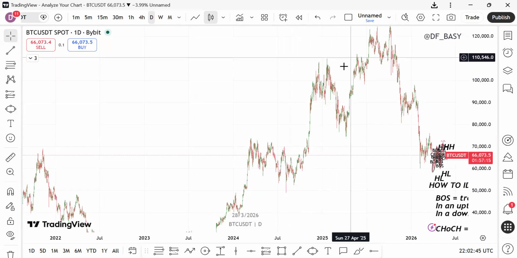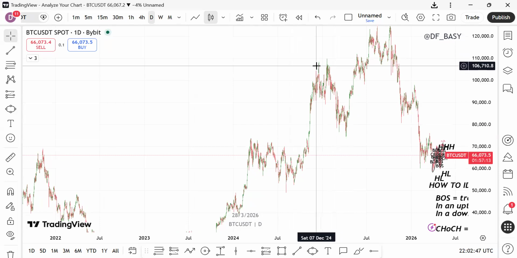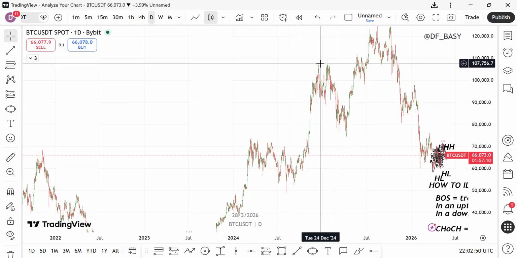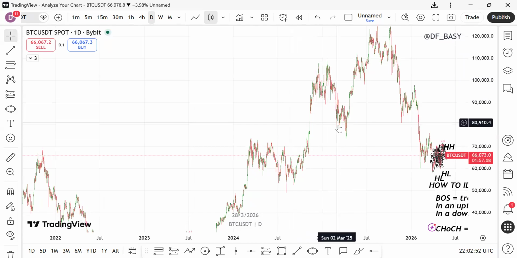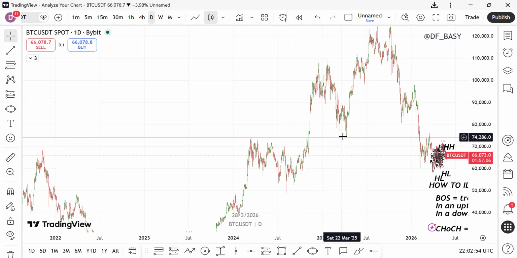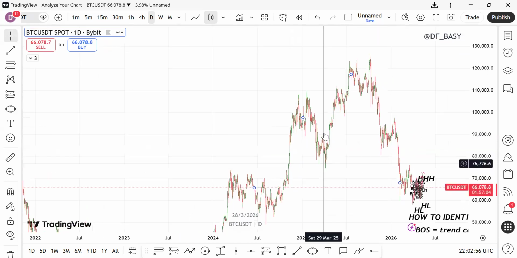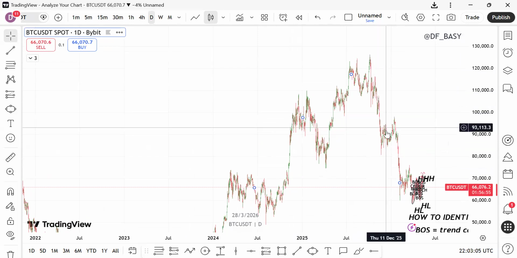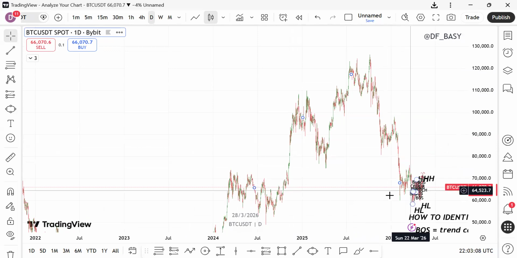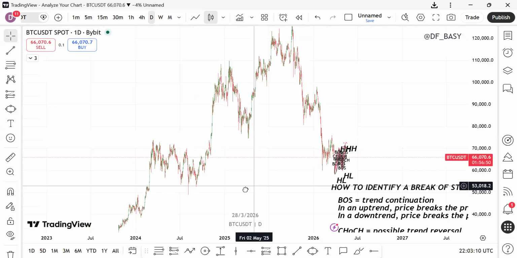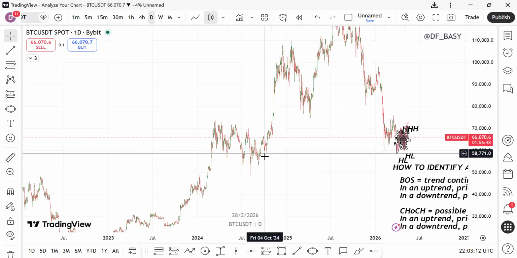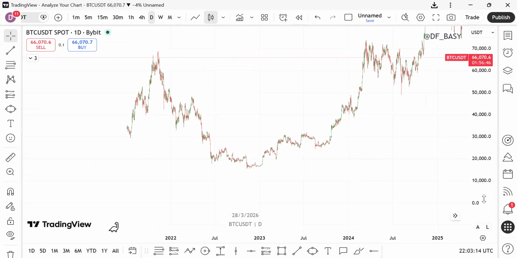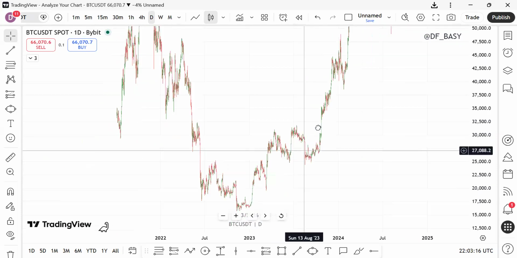Then it moved in 2025 to $106,000, and in 2024 it moved to $107,000. It dropped to $77,000, $73,000, $75,000, and then pumped all the way to $124,000 to $125,000 in 2025. And now, 2025 into 2026, it has been dropping. It's been dipping, right? So now let me pick out where you have a change of character.